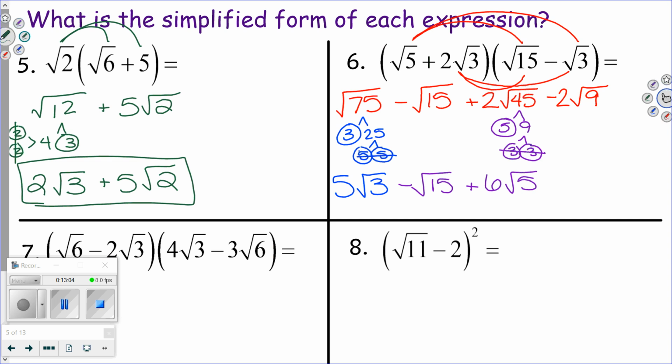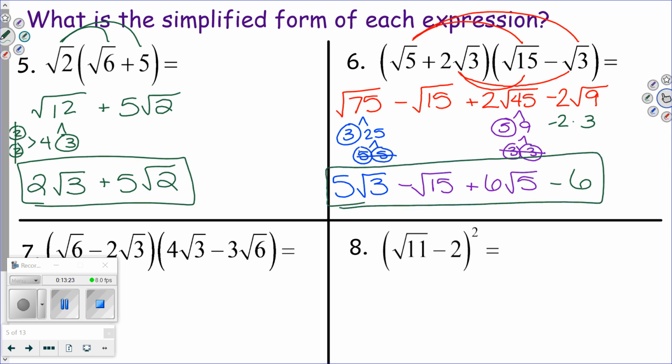And then, what's 9? What's square root of 9? That's just 3. So that becomes minus 6. Any of those like terms now? No. So what's that mean? I'm done. It's not pretty, but that is as simplified as that gets. It's tedious more than anything.